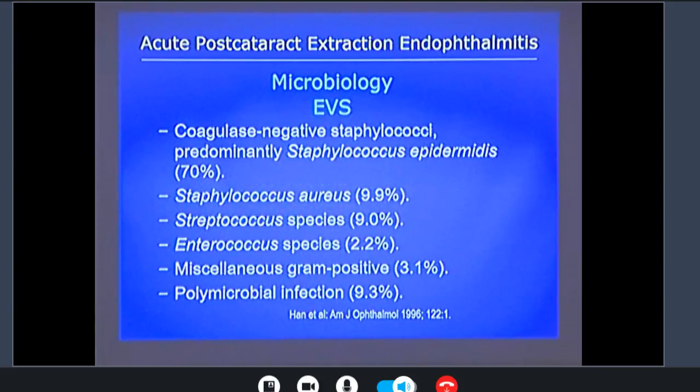Now, if you look at the organisms in those cases that were culture positive, 70% of the isolates were coagulase negative staphylococci, predominantly Staphylococcus epidermidis. These are good news. Why? Because this particular bacteria is of low virulence. Is less virulent compared to the other bacteria. Is that clear? Now, looking at more virulent bacteria like Streptococcus. Streptococcus species are the most virulent bacteria that kill the eye in a few days. Only 9%. Staph aureus, 10%. Enterococcus, 2.2%. Miscellaneous gram-positive, 3%, and polymicrobial infection, 9%.